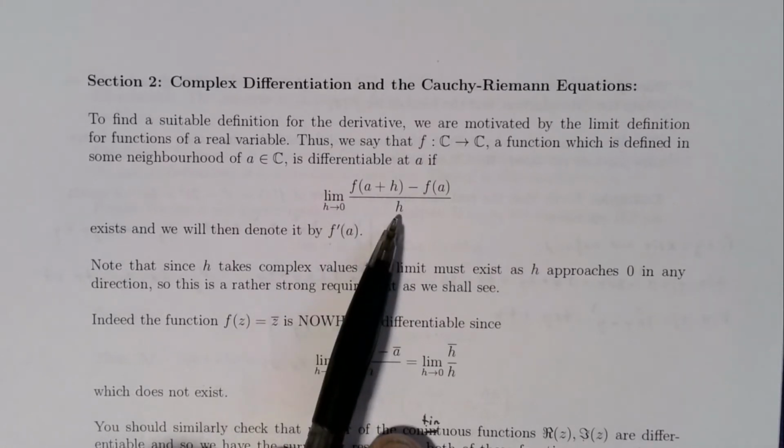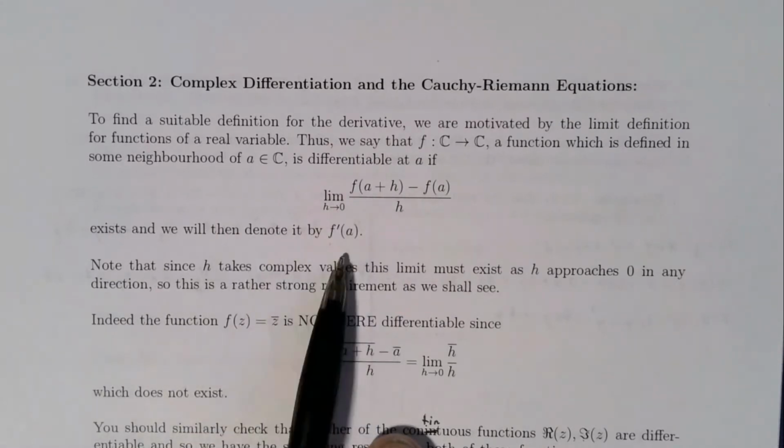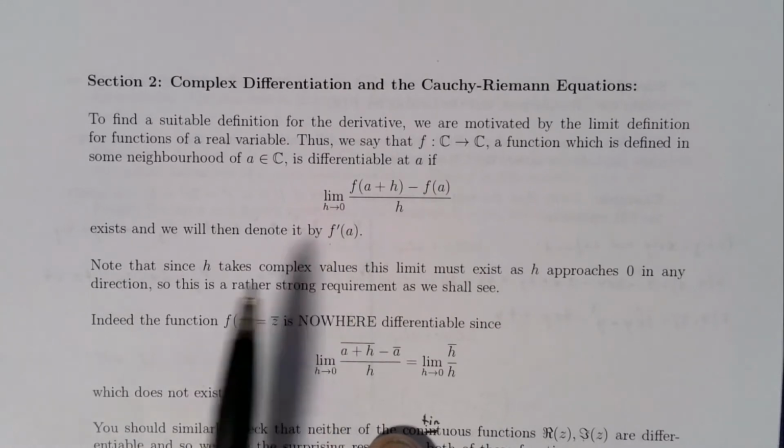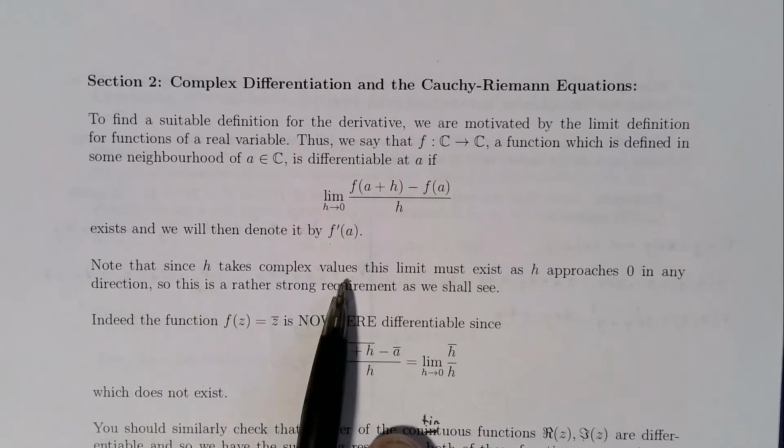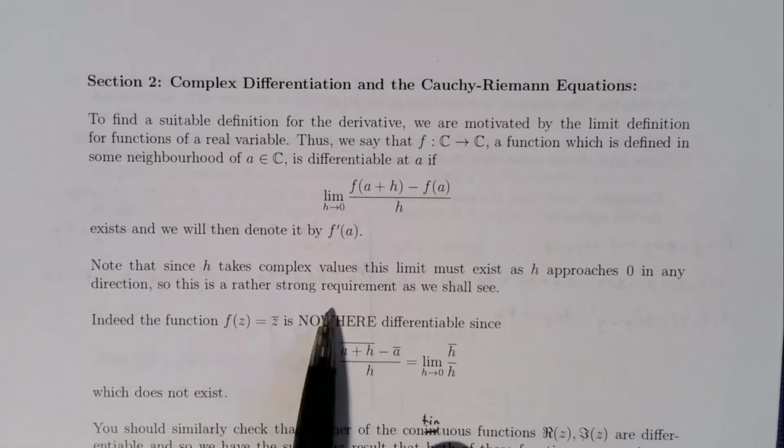They're not real numbers anymore, and if this limit exists, we as usual will denote it by f dash of a. Now since h takes complex values, this limit must exist as h approaches 0 in any direction, because h itself is a complex number. So this is a rather strong requirement, as we'll see.